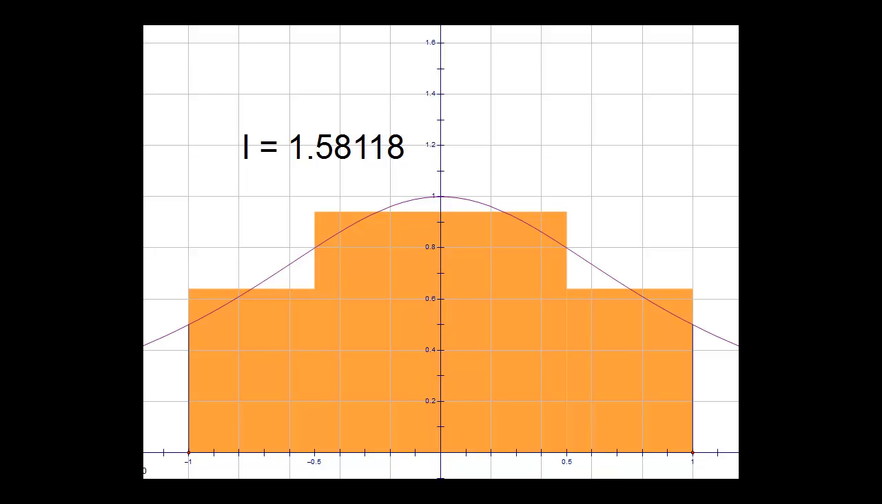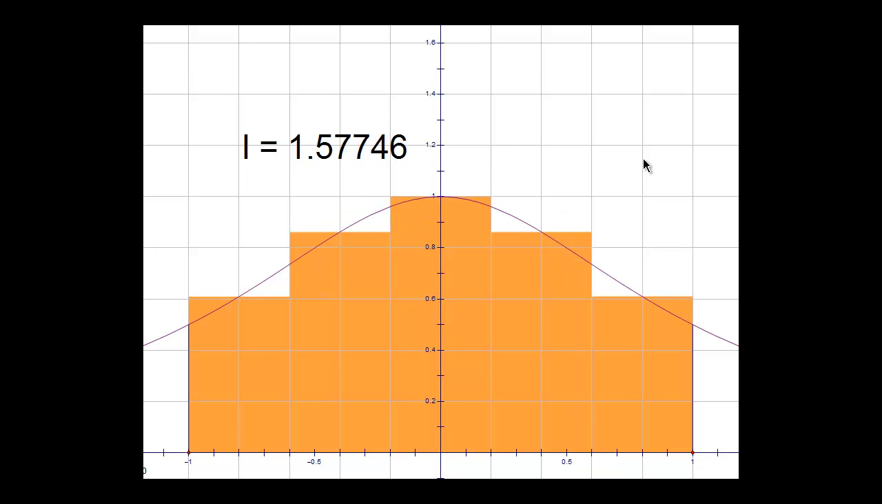Here's a picture of the n equals 4 Riemann sum that we were looking at before. And the sum comes out to be 1.58818. And then we could also look at the n equals 5, 6, 7, 8. N equals 8 sum comes out to be 1.57340. The original problem was to figure out the limiting value of this sum as n gets so large that we're basically looking at the area under the curve.